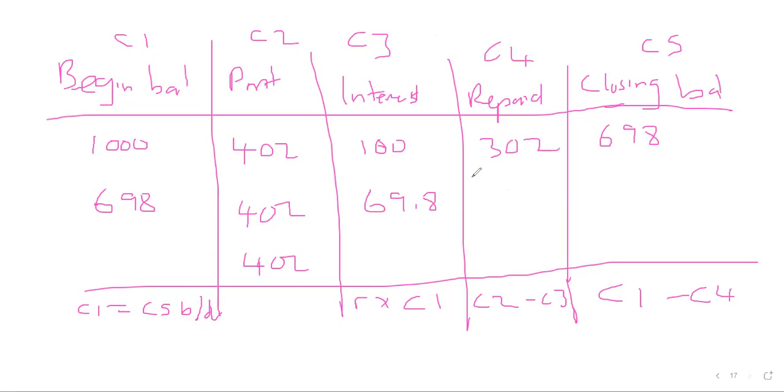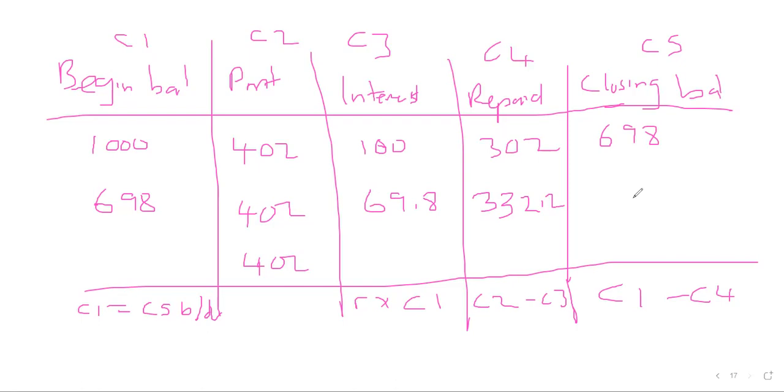How do we get column 4? We subtract column 3 from column 2. All right. We subtract 402 minus 69.8 to get what? 332.2. Then how do we get the closing balance?